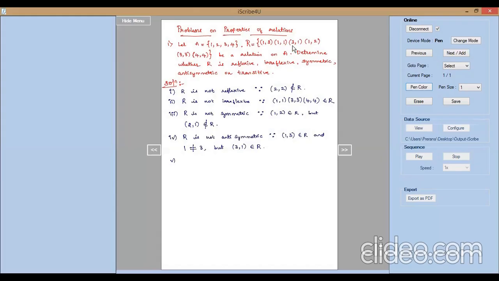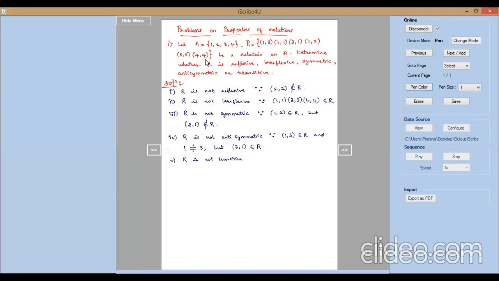I observe another case here. I have (3,1) belonging to relation R, and (1,2) belongs to relation R. This is ending with 1, and this is starting with 1. So (3,1) belongs to R, (1,2) belongs to R. So (3,2) also should have been in R. But (3,2) does not exist in the relation R. So we conclude R is not transitive. So I write down the same thing. R is not transitive.